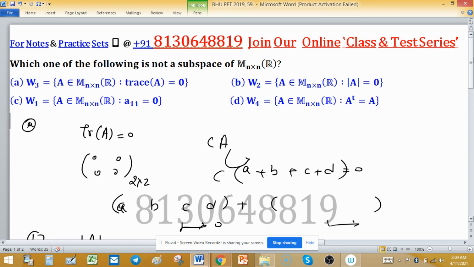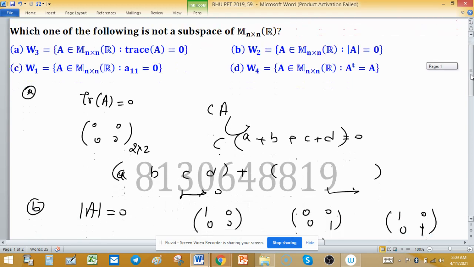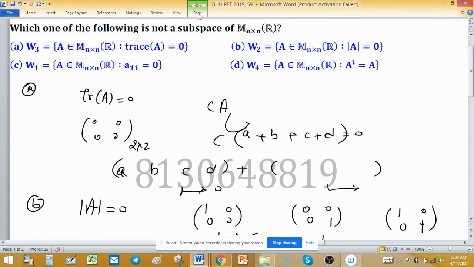Now let's see options C and D. If any element is in W1, then the first element, or first pivot position, meaning the A11 entry, is 0. Then in the 0 matrix the first element is also 0, meaning in the principal diagonal. In the sum also, so W1 is also a subspace. Now W4, meaning option D.